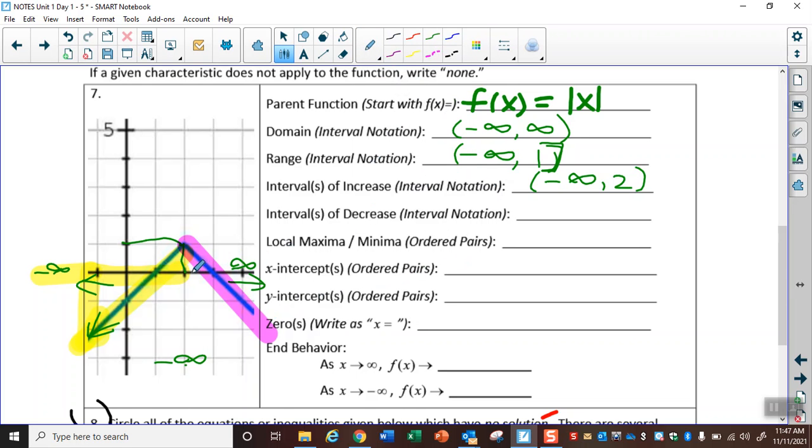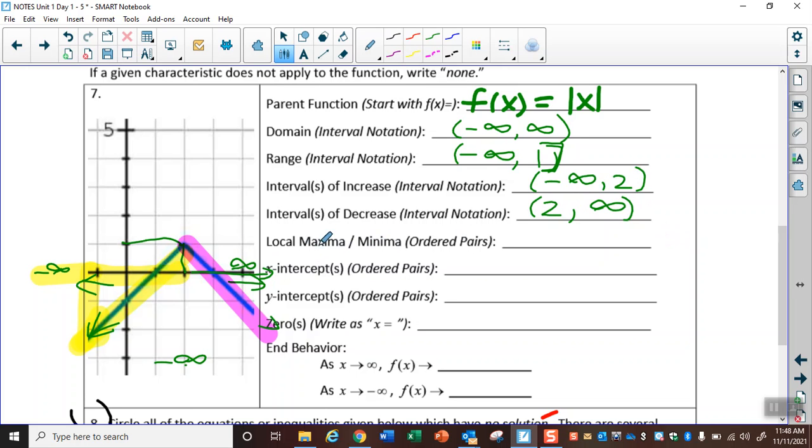All right, and so again, we're looking at where it's decreasing. Well, it starts decreasing at 2 here, right? It picks up where this other one left off. At 2, it starts to decrease, and then it is decreasing forever to the right. Okay, it goes forever to the right, so that would be to positive infinity. So the left side is increasing, the right side is decreasing.